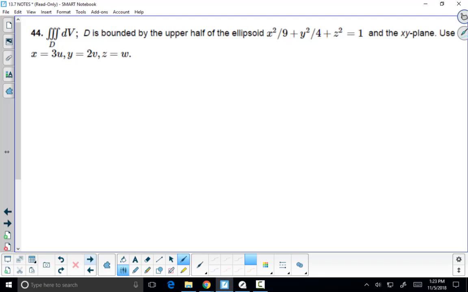So again, find the volume where D is bounded by the upper half of the ellipsoid and the xy plane, and they tell us what these should be. Now this is so kind of them. And you are going to tell me what they're going to be if I modify that ellipsoid slightly. You are going to tell me what the transformation should be in 2 minutes.